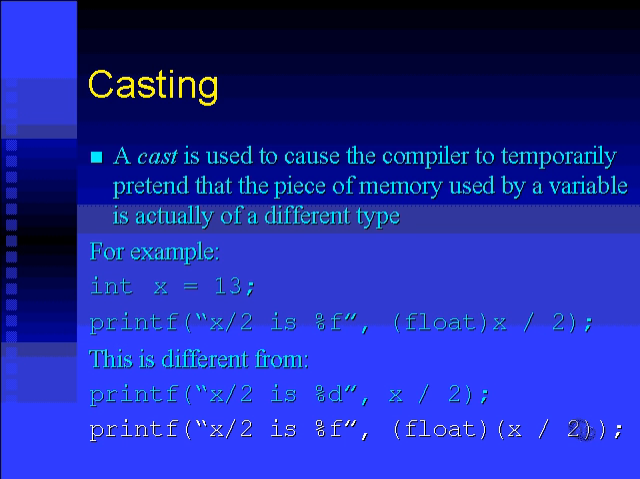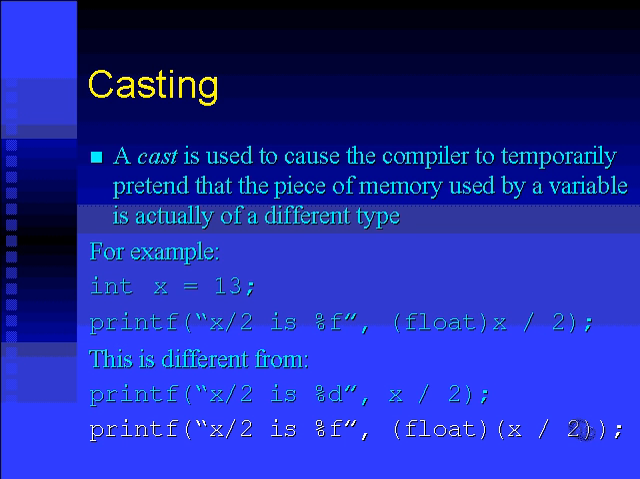So what I'm trying to get at is the thing immediately to the right of the cast is the entire answer of the expression x divided by 2. Whereas in the previous example, the thing immediately to the right of the cast was the x. So the top example is correct. The bottom example is incorrect. Make sure you understand the difference why.